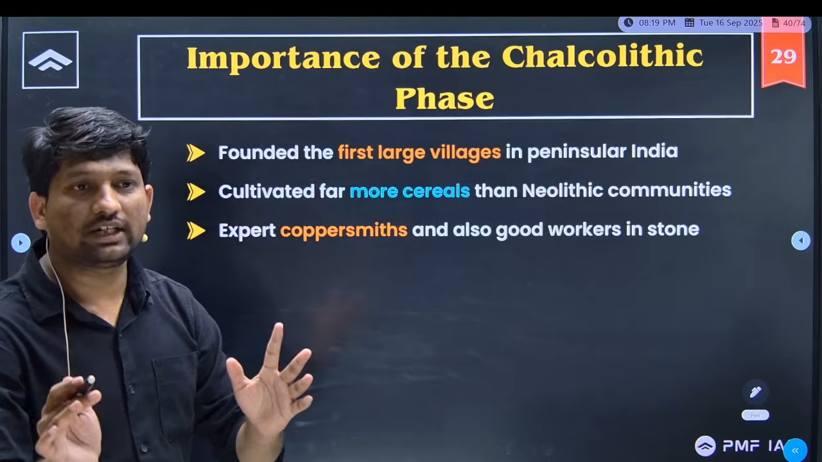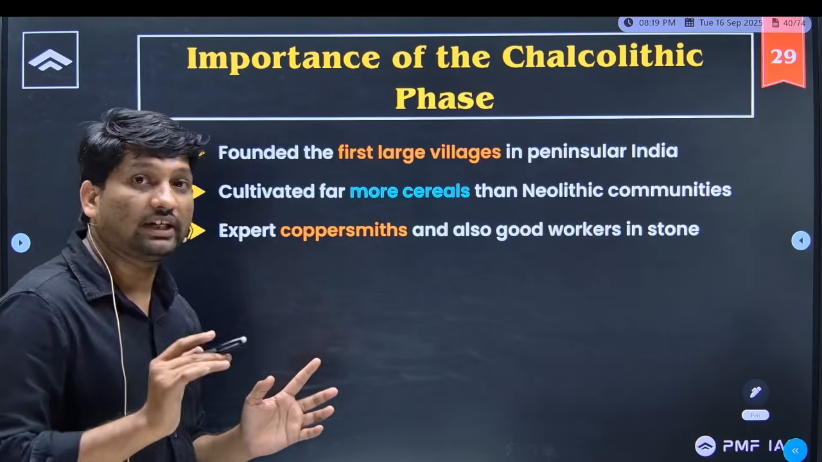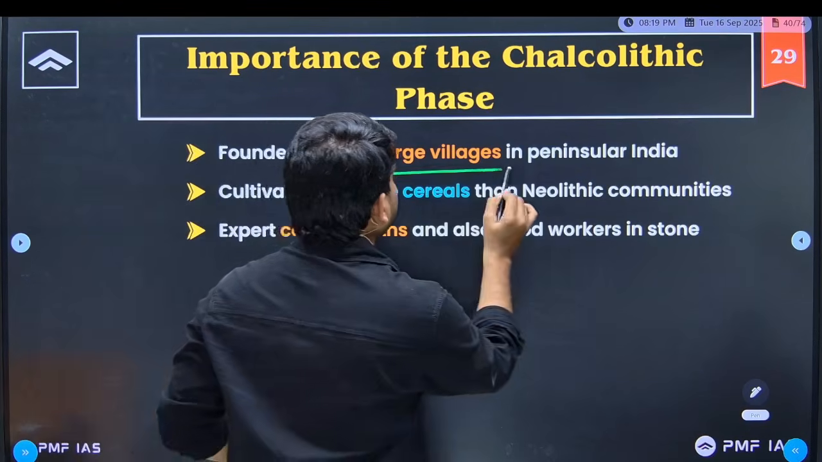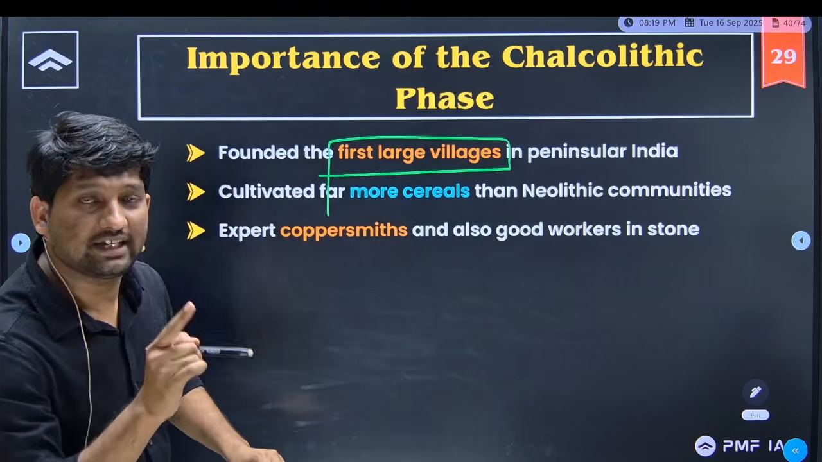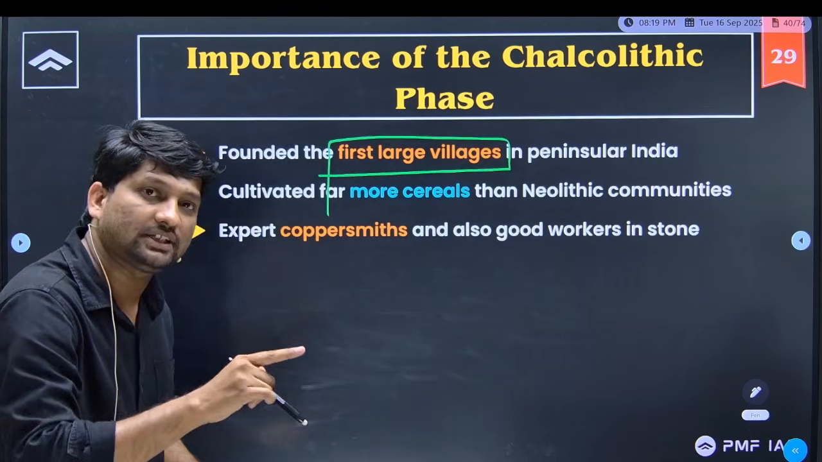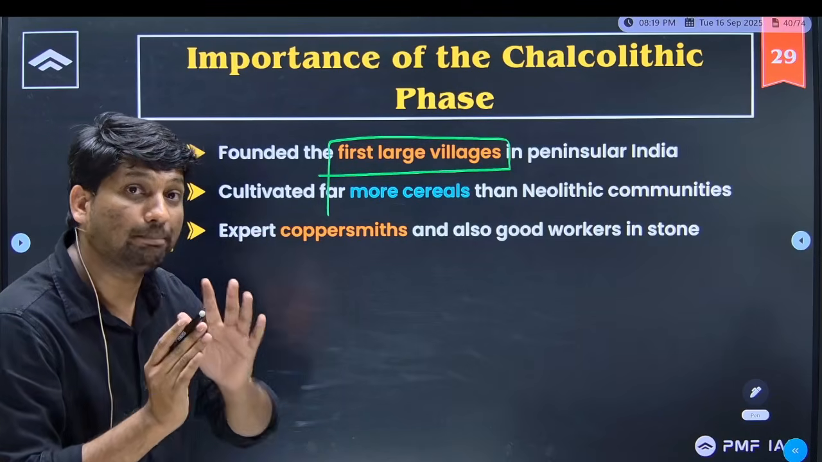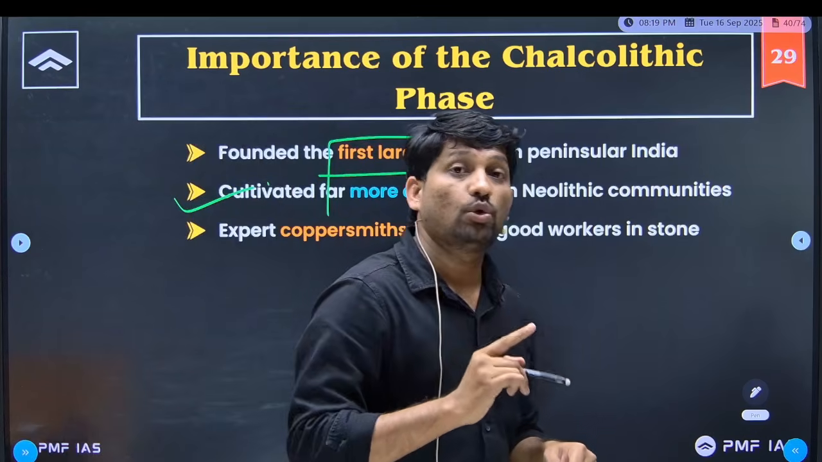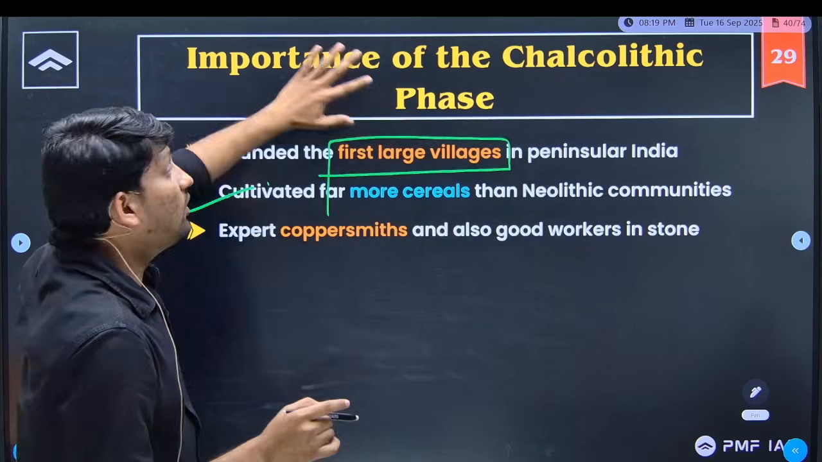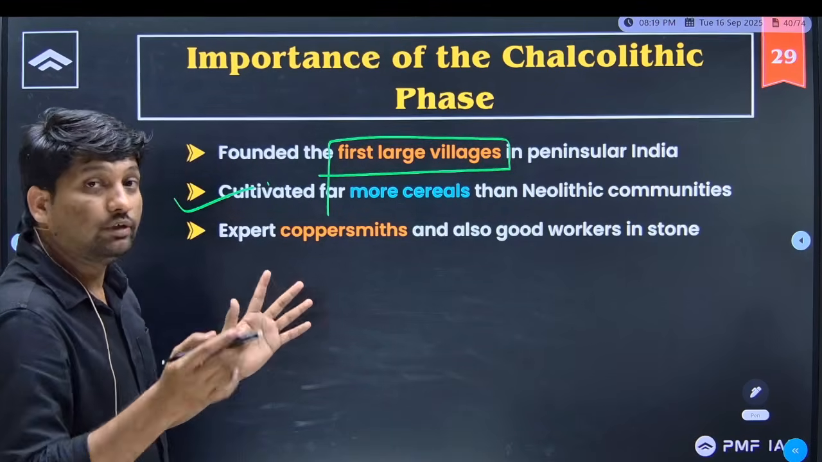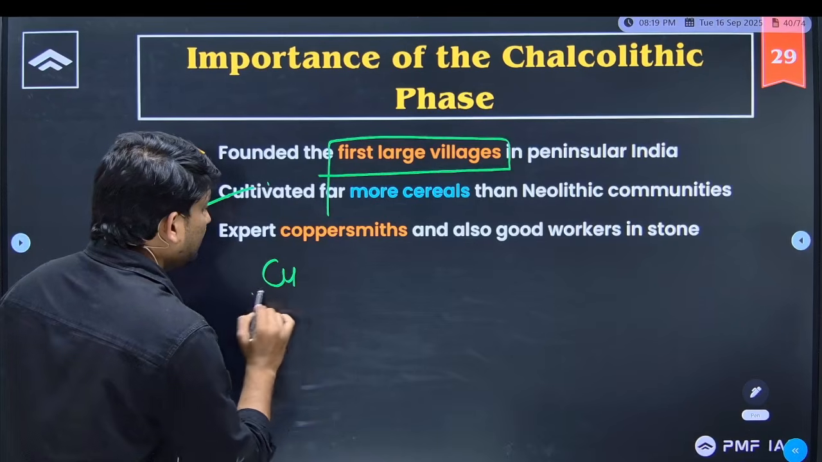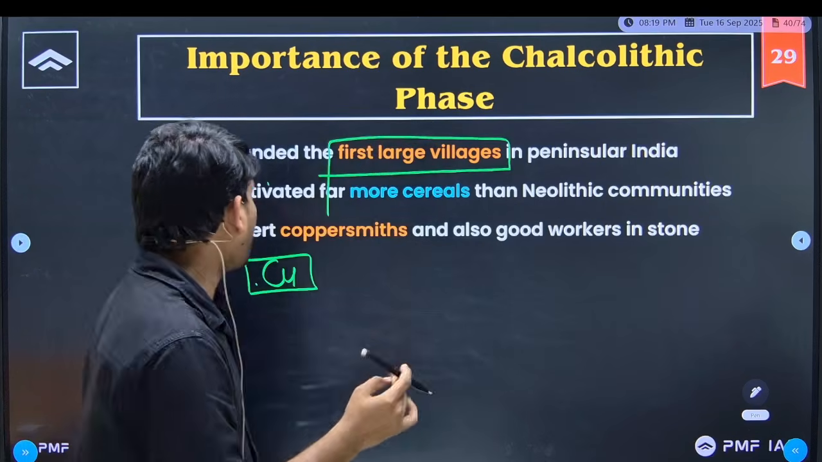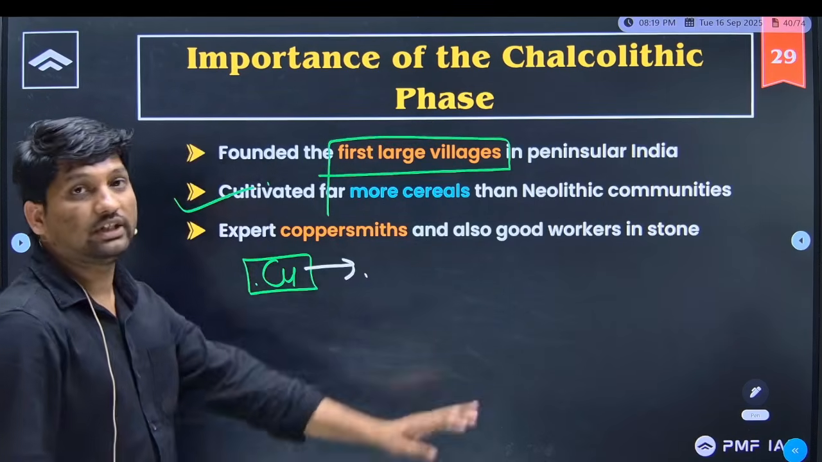Importance of Chalcolithic culture. What is important for Chalcolithic culture is that for the first time you will find large villages in India. Agriculture was subsistence, similar to Neolithic, but they cultivated more cereals. And most important, for the first time during this phase humans used copper on a large scale, meaning in everyday life, the use of common copper was prevalent during this time.